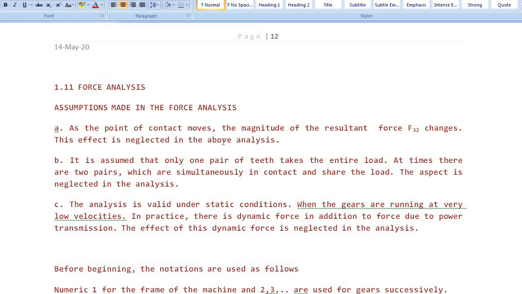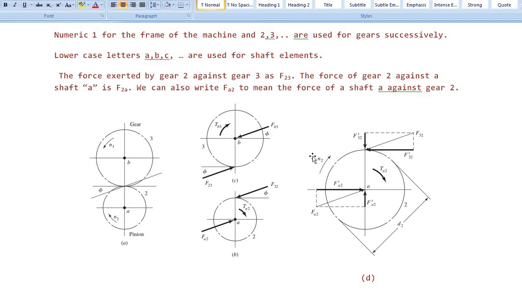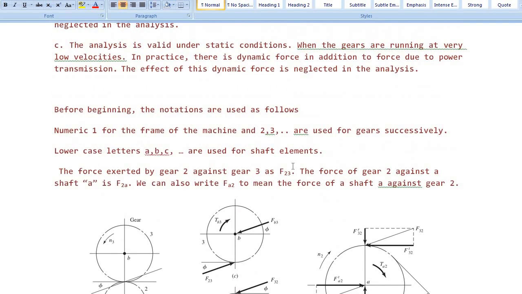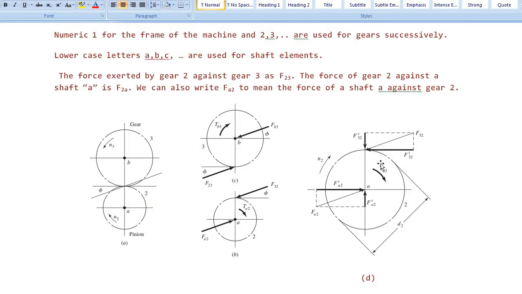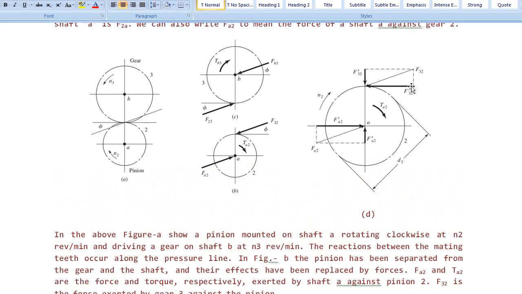And the force analysis. Here I discuss the force analysis for the spur gear, helical gear, and bevel gears also. In the force analysis, the force acts along the pressure line up to the tip of the common point. This force is resolved into two components, a radial component and a tangential component, that is, a tangential force on the tooth and a radial load on the tooth.